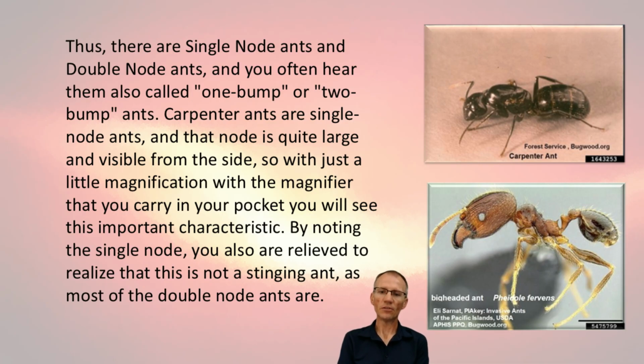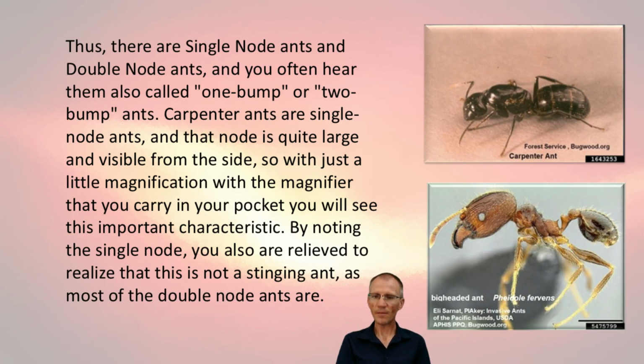Carpenter ants are single-node ants, and that node is quite large and visible from the side. So with just a little magnification with the magnifier that you carry in your pocket, you will see this important characteristic. By noting the single node, you are also relieved to realize that this is not a stinging ant, as most of the double-node ants are.